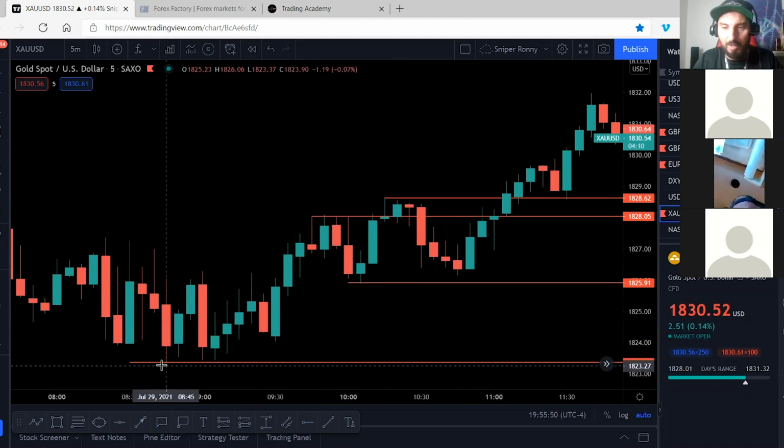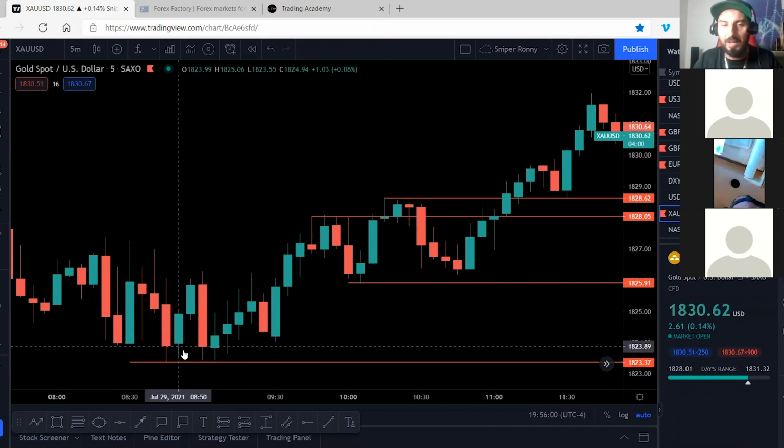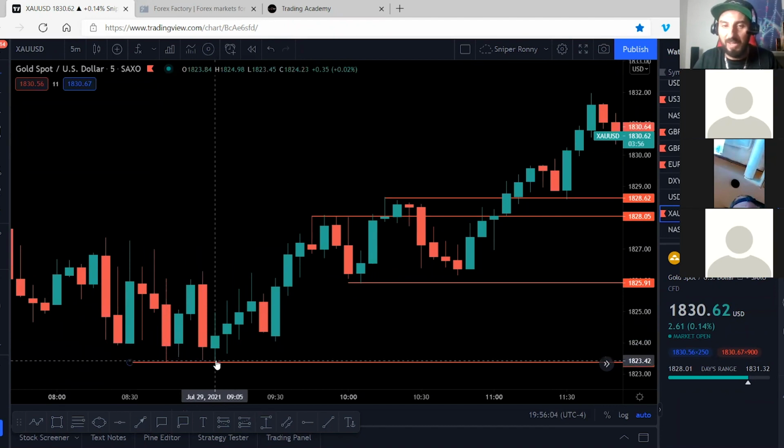See, we never broke below 1823 right here. We touched it, we bounced off, touch, bounce off, touch, bounce off, touch. So that's basically 4 touches, okay? And we don't have no body close below it. So we're starting to gain some nice support on the 5 minutes.